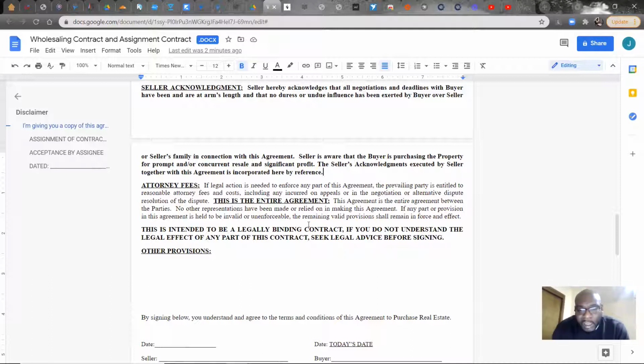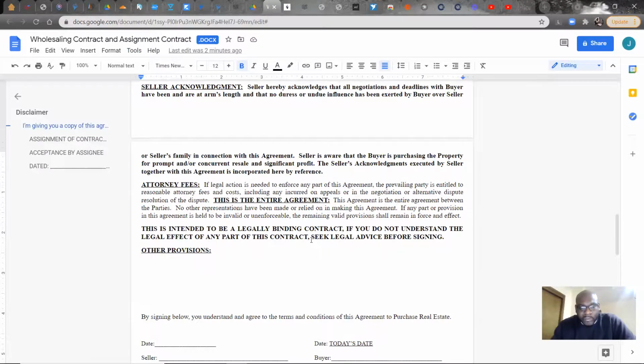This agreement is the entire agreement between both parties. No representations have been made or relied on in making of this agreement in any part or provision, and this agreement is held to be invalid or unenforceable. The remaining valid provisions shall remain in force and in effect. This is intended to be a legally binding document. If you do not understand the legal effect of any part of this contract, seek legal advice.